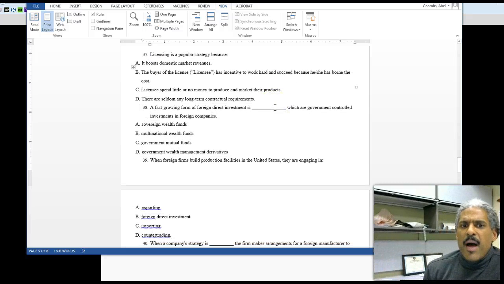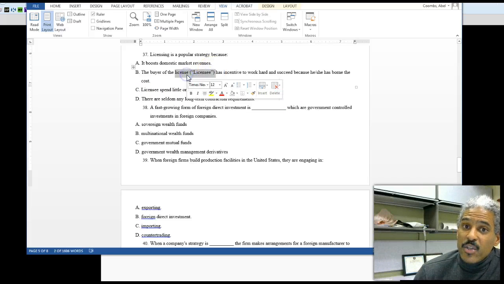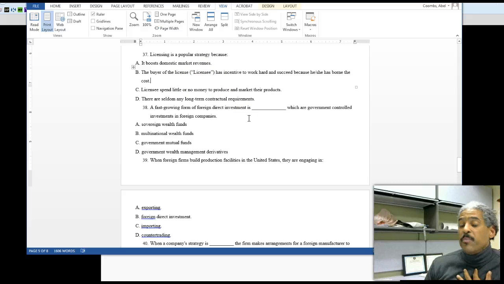Licensing is a popular strategy because B, the buyer of the license, the licensee, has an incentive to work harder and succeed because he or she has borne the cost. Now, you might think it was D, the licensee spends little or no money, but that's not the issue here, right? The licensee is the one that's buying the right to use it. So I, the seller, which would be the licensor, bear no cost. You pay me, licensor. So answer B.